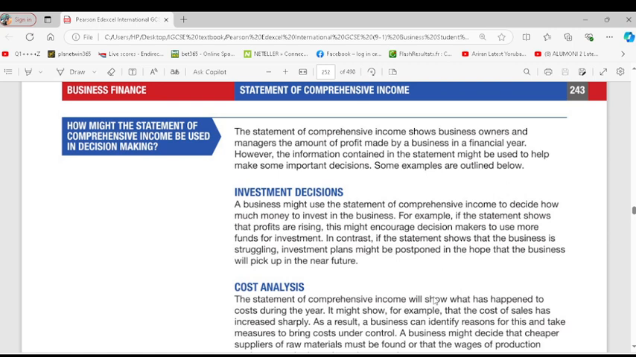What are the uses of the statement of comprehensive income when decisions have to be made? A statement of comprehensive income shows business owners and managers the amount of profit made by a business in a financial year. However, the information contained in the statement might be used to help make some important decisions. Some examples are outlined.